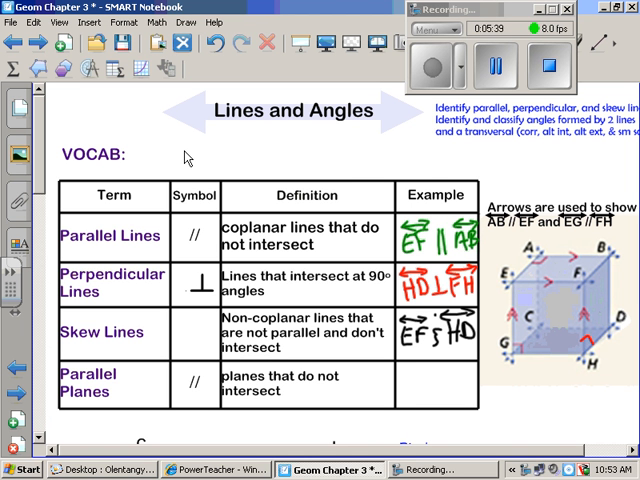Good. Okay? Parallel planes are just like parallel lines. They don't intersect. They go forever the same distance apart. How many points does it take to name a plane? Three. Good. So I need two planes that are parallel. Haley, what do you think? Two planes. It takes three points to name a plane, so AEF.